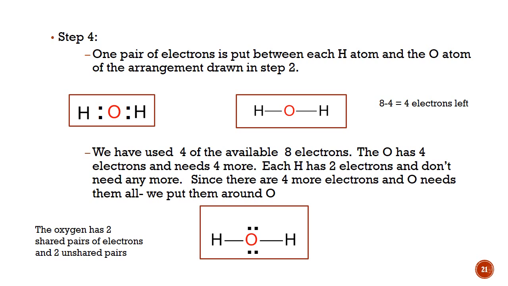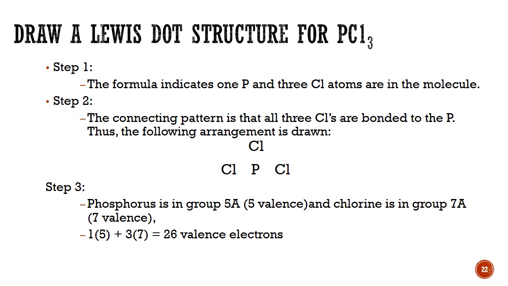So notice how there's a nice symmetry here. We've got 2 on the top, 2 on the bottom. So electrons like to be together. If you don't have all pairs, an even number, then you've done something wrong. All right, so let's look at another example, PCl3.